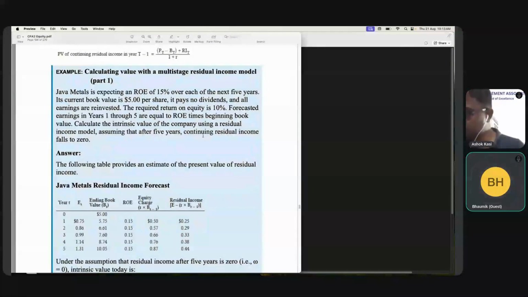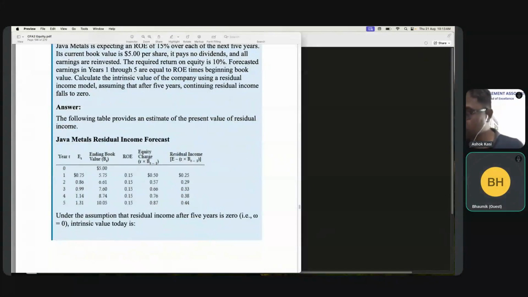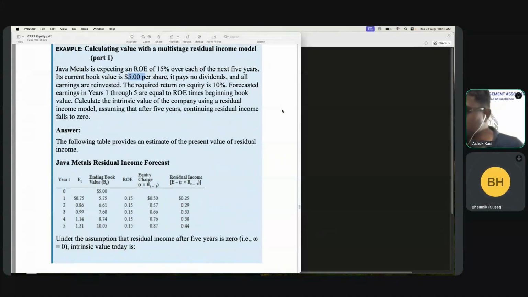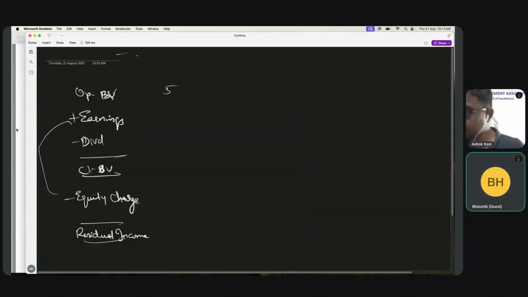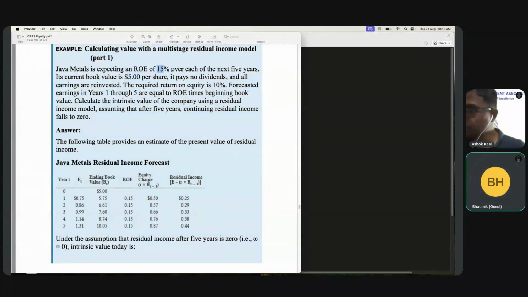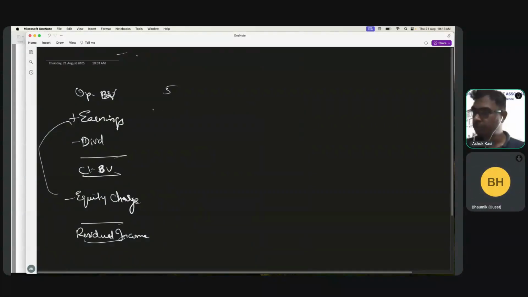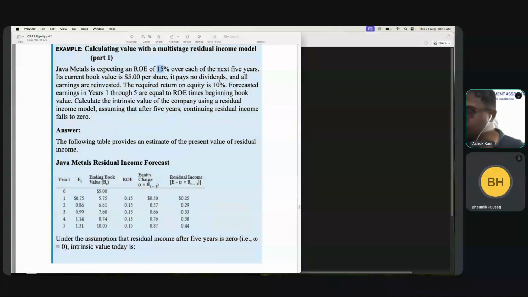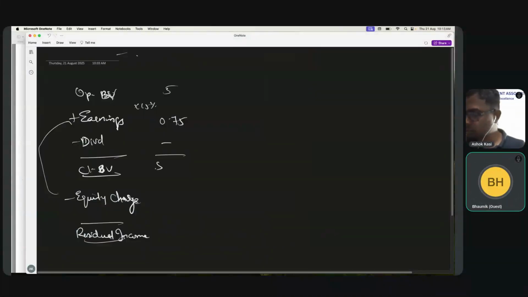Opening book value 5. Earning is return on equity 15%. Take 15%: 0.75. Dividend, it pays no dividend. So 5.75. That will be 5.75 here.